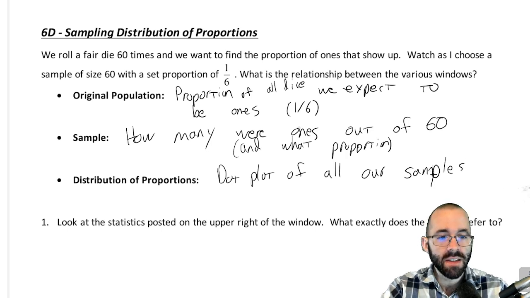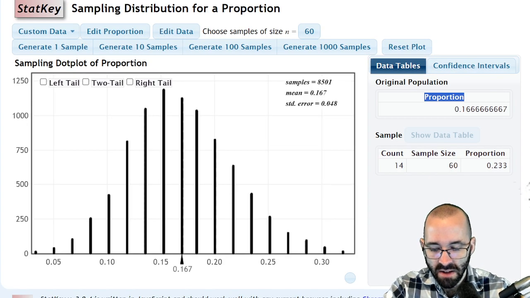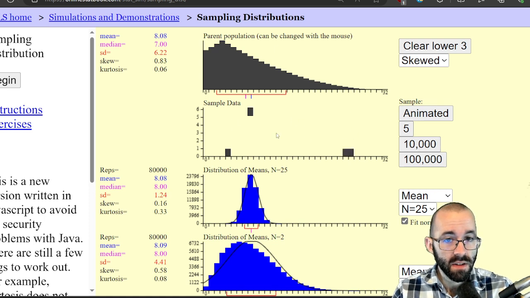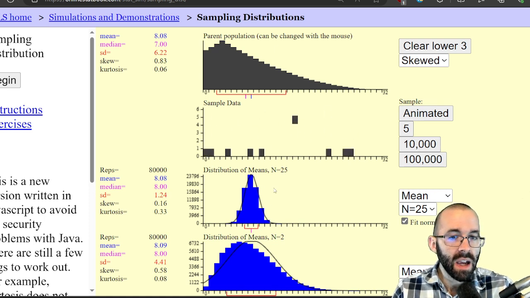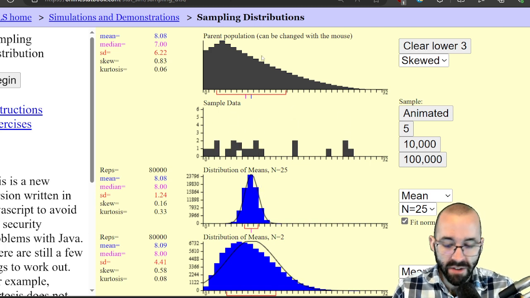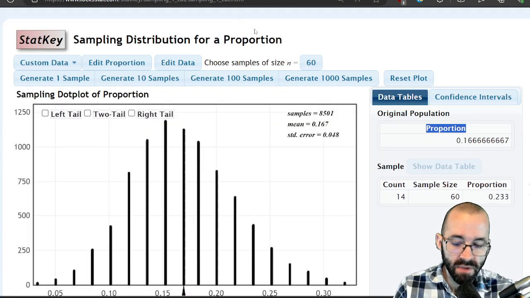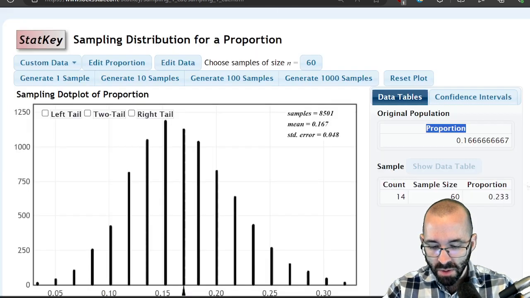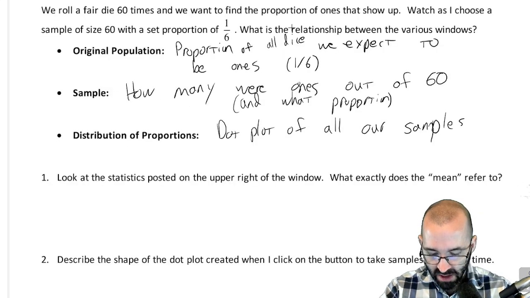So again, this is very similar to what we had before with means, right? With means, we had a population, we had a sample, and then we had the distribution of those samples. Very, very similar, just looks a little different. We have a dot plot now. Okay, so some more questions if I can find them.